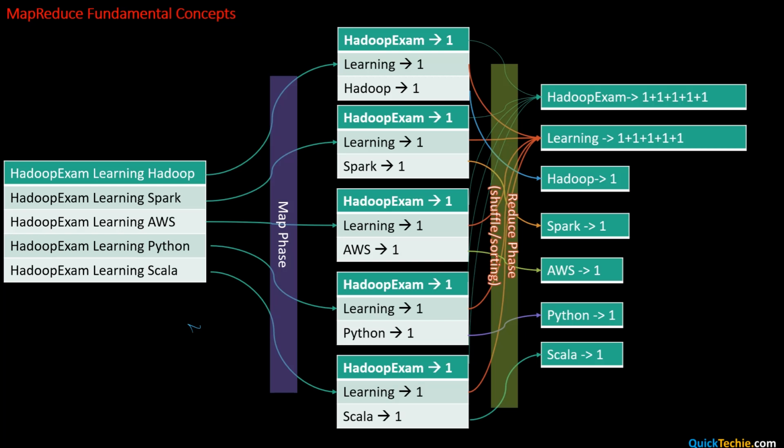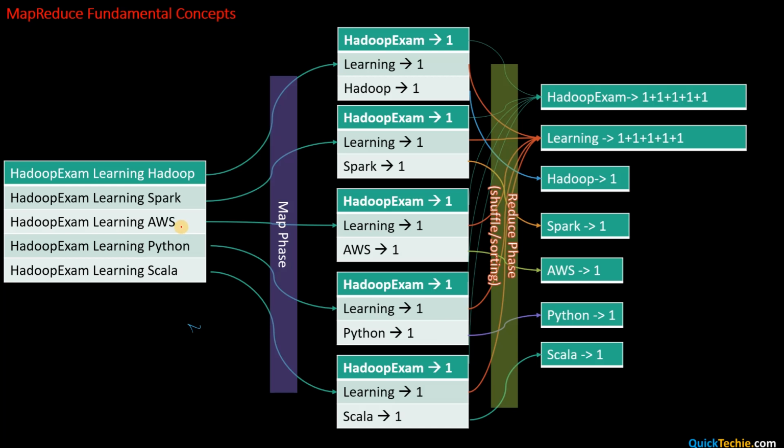Basically, in this file we have 5 lines, correct? And we want to count how many times each word has appeared in this file. By looking at the file, you can simply see that the word Hadoop exam appears 5 times. Learning is again 5 times. But the Hadoop keyword is only 1 time, Spark is only one time, and AWS is 1 time.